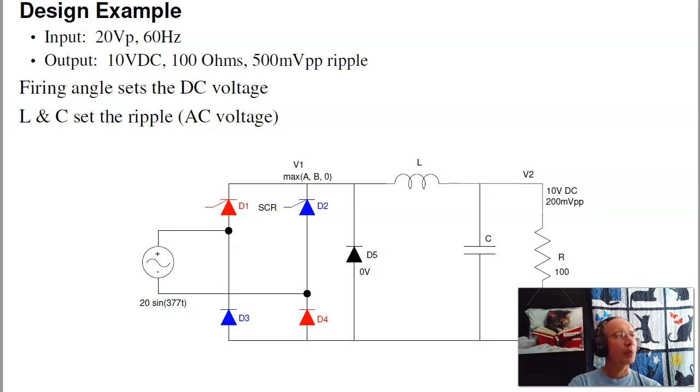Suppose I want the output to be 10 volts DC, and I want to drive a 100 ohm resistor with half a volt ripple. The design procedure is to first set the firing angle. The firing angle sets the DC voltage. I can then use L and C. These are filters. They reduce the ripple at V2.